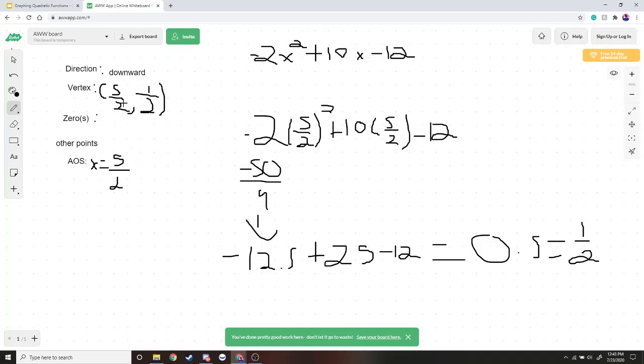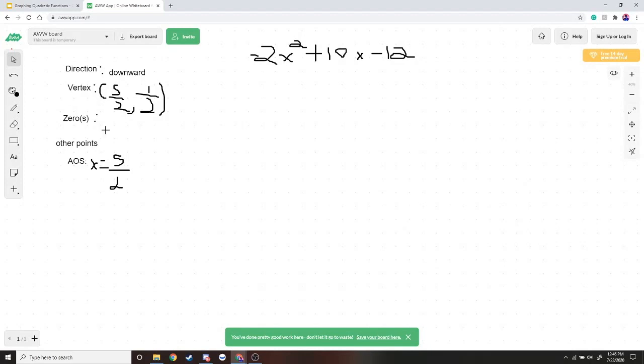Meaning our vertex is at the point (5/2, 1/2). Next, we need to find the zeros. Here's where last week's lesson comes in handy. So what we're going to do is factor this to find its roots.